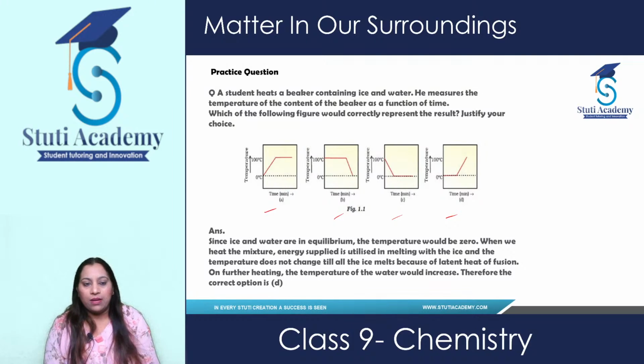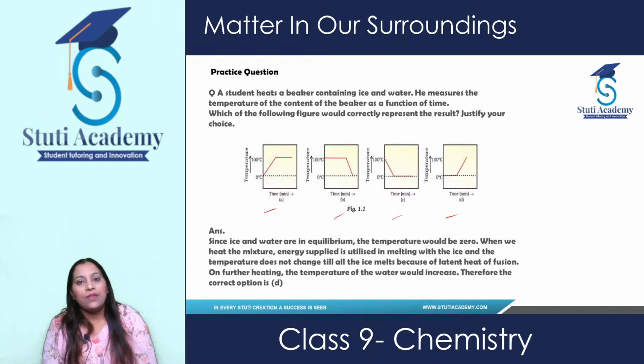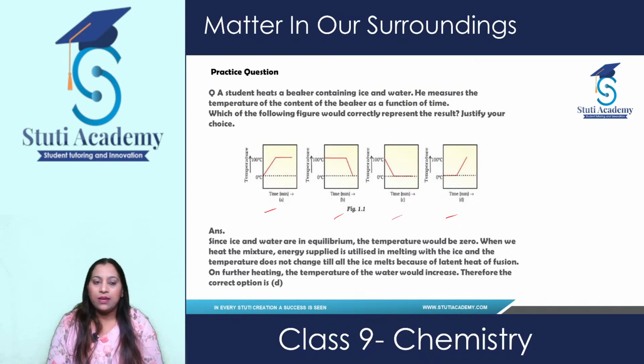In 4 beakers, our student heats ice and water together. And when he heats it, in the first beaker you can see, first the temperature rises, then it becomes constant. In the second one, first it is constant, then it decreases. In the third one, first it decreases, then it becomes constant.